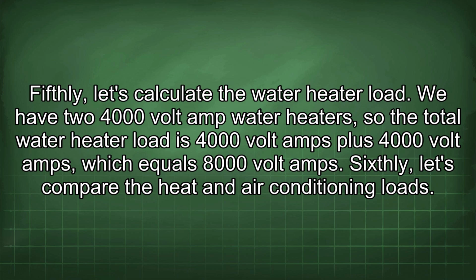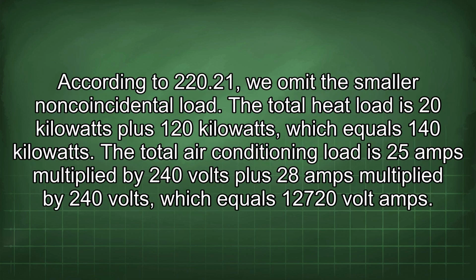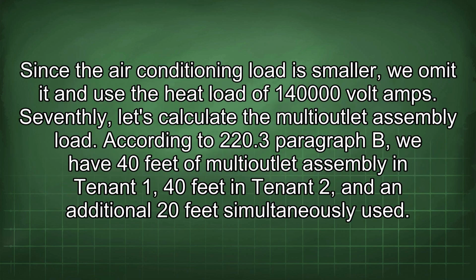Sixthly, let's compare the heat and air conditioning loads. According to 220.21, we omit the smaller non-coincidental load. The total heat load is 20 kilowatts plus 120 kilowatts, which equals 140 kilowatts. The total air conditioning load is 25 amps multiplied by 240 volts plus 28 amps multiplied by 240 volts, which equals 12,720 volt-amps. Since the air conditioning load is smaller, we omit it and use the heat load of 140,000 volt-amps. Seventhly, let's calculate the multi-outlet assembly load.